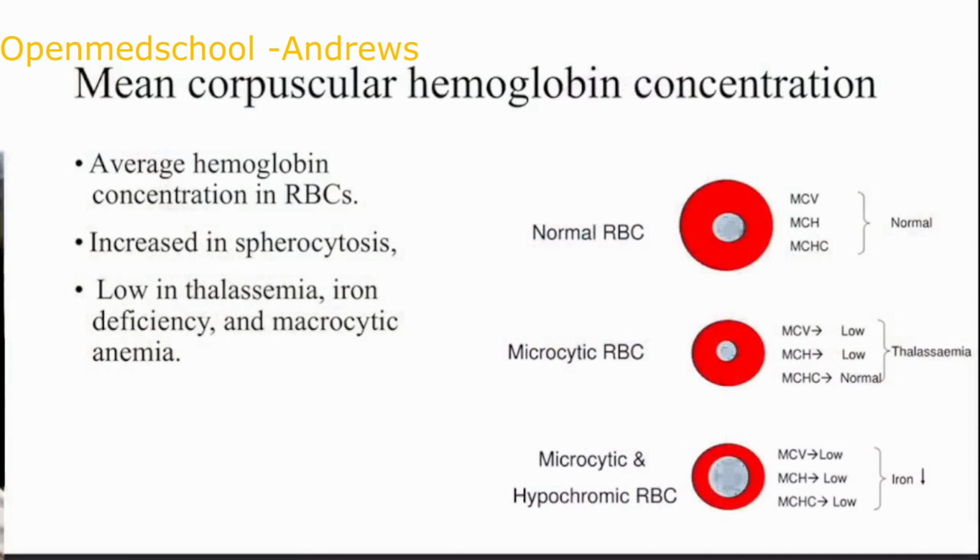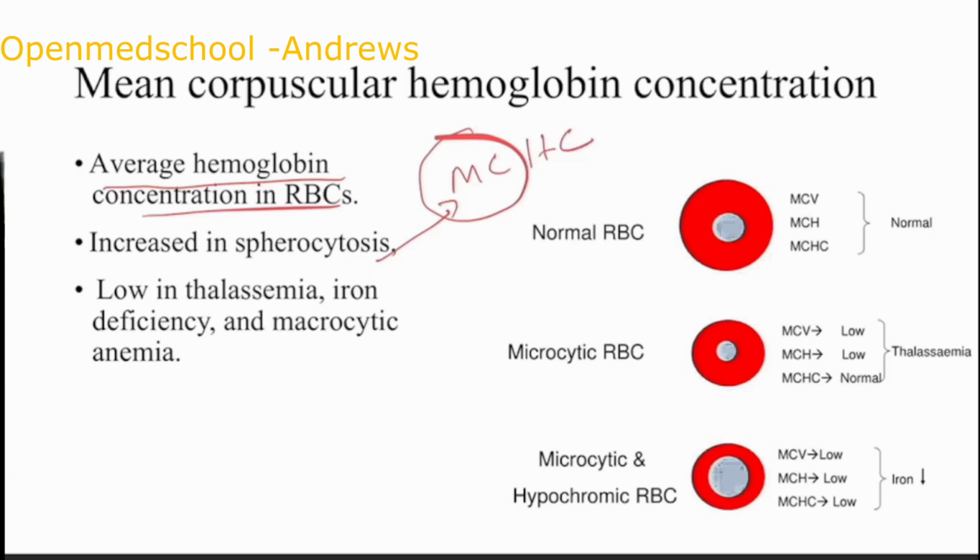There is one more term you should remember, the mean corpuscular hemoglobin concentration. So this means the average hemoglobin concentration in RBC, the average amount of hemoglobin. Whenever there is spherocytosis, you get an increase in mean corpuscular hemoglobin concentration.